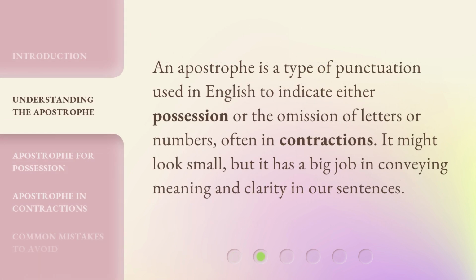An apostrophe is a type of punctuation used in English to indicate either possession or the omission of letters or numbers, often in contractions. It might look small, but it has a big job in conveying meaning and clarity in our sentences.